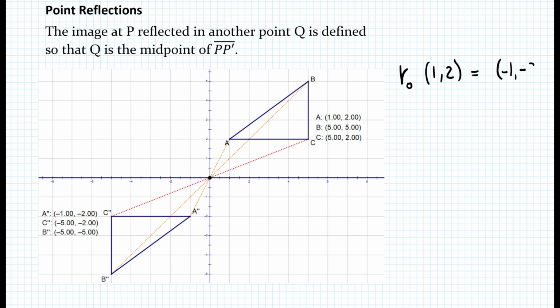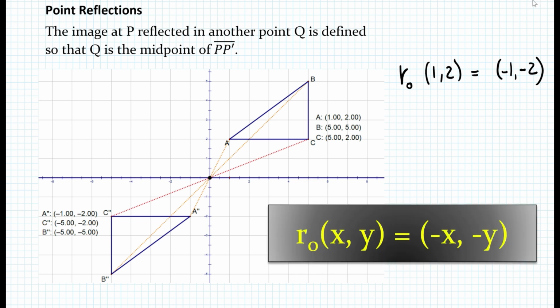Okay, so let's write this better, -1, -2. And as you can see, we're actually negating both the x and the y, okay? So as a general rule, we can state the following: the reflection of a point (x, y), or any point with coordinates (x, y), over the origin, then the image will be (-x, -y).